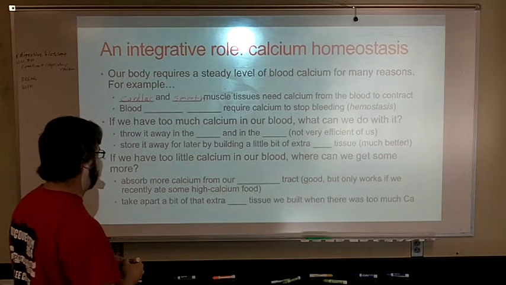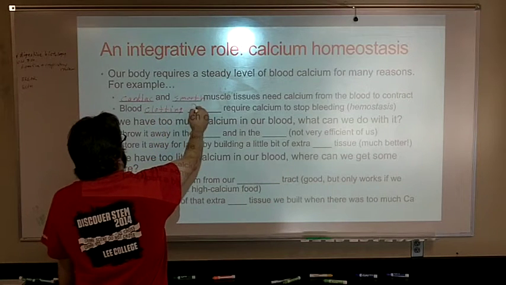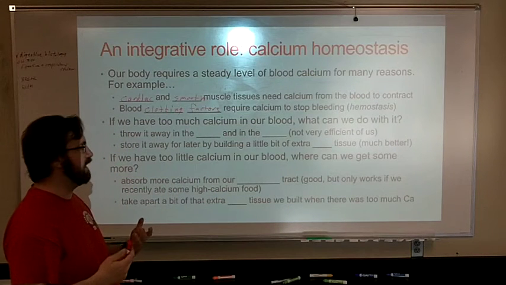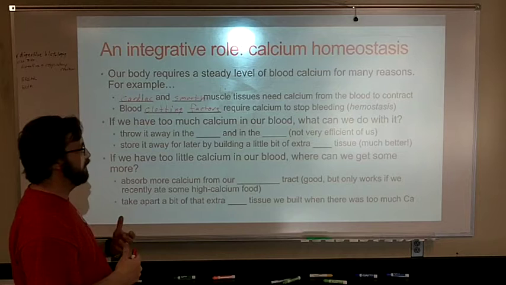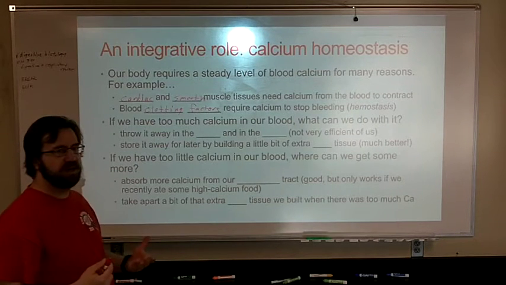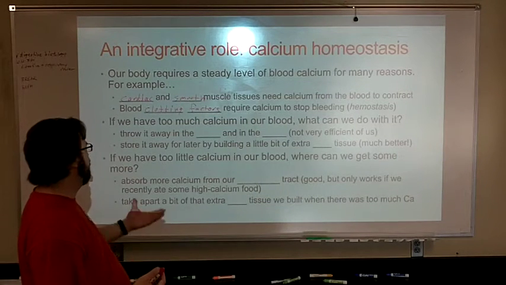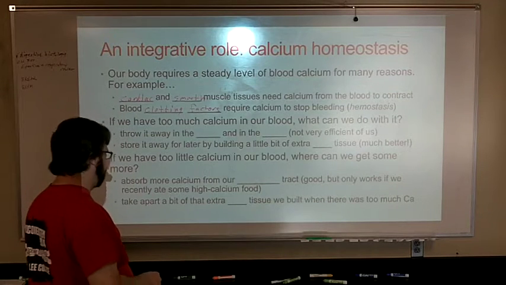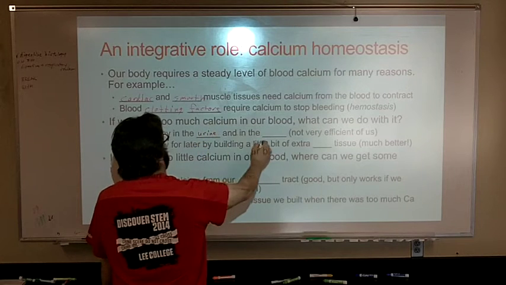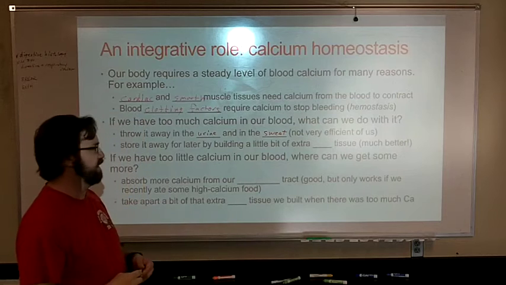Also, blood clotting factors require calcium to be able to stop you from bleeding, what we call hemostasis. If we have too much calcium in our blood, we need to get rid of it. How can we do that? Well, we can throw it away in the urine primarily, and also a little bit in the sweat, but that's not very efficient of us.